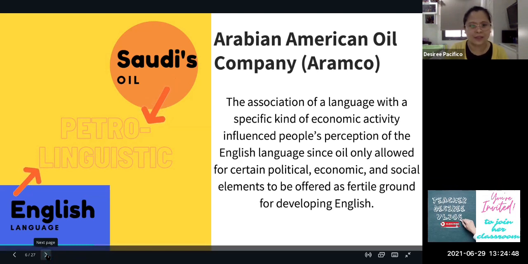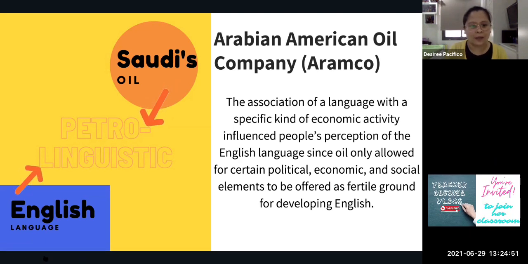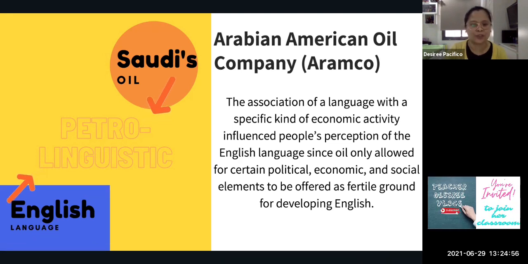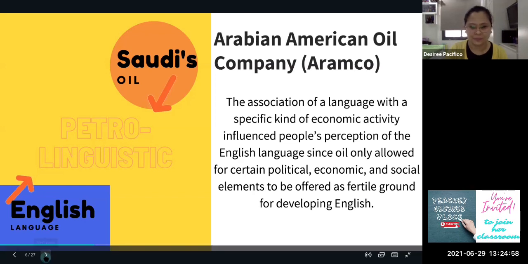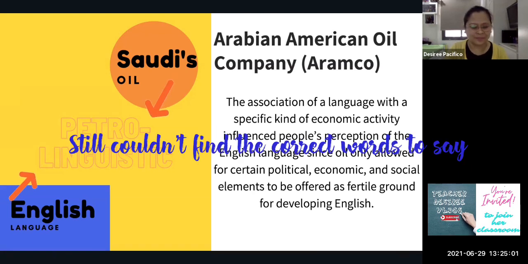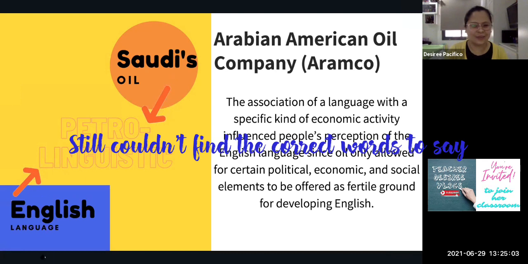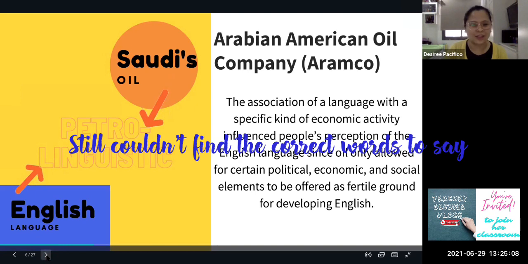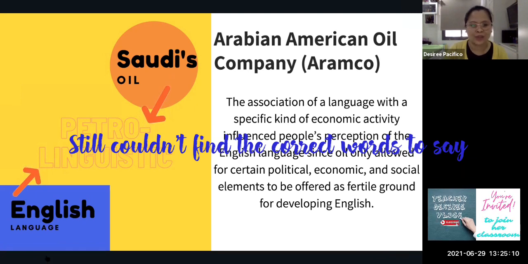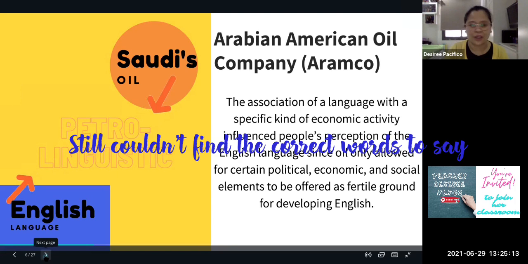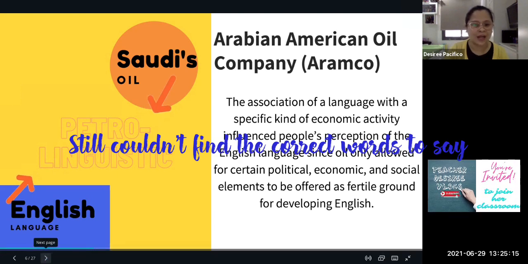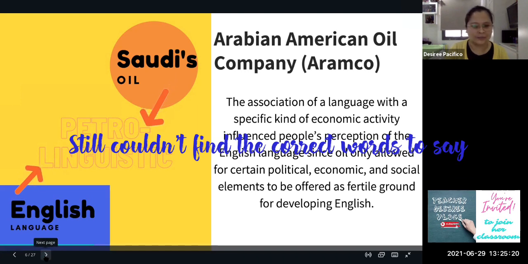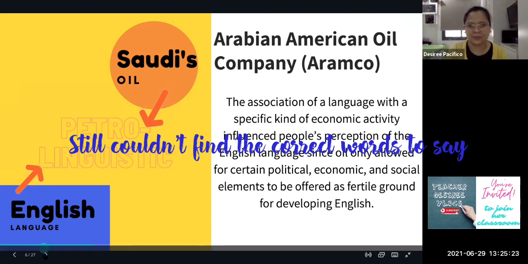So in Saudi, since they have more to do with petroleum, they are more of an oil-generating country. So most of their languages are more related to oil or petroleum.